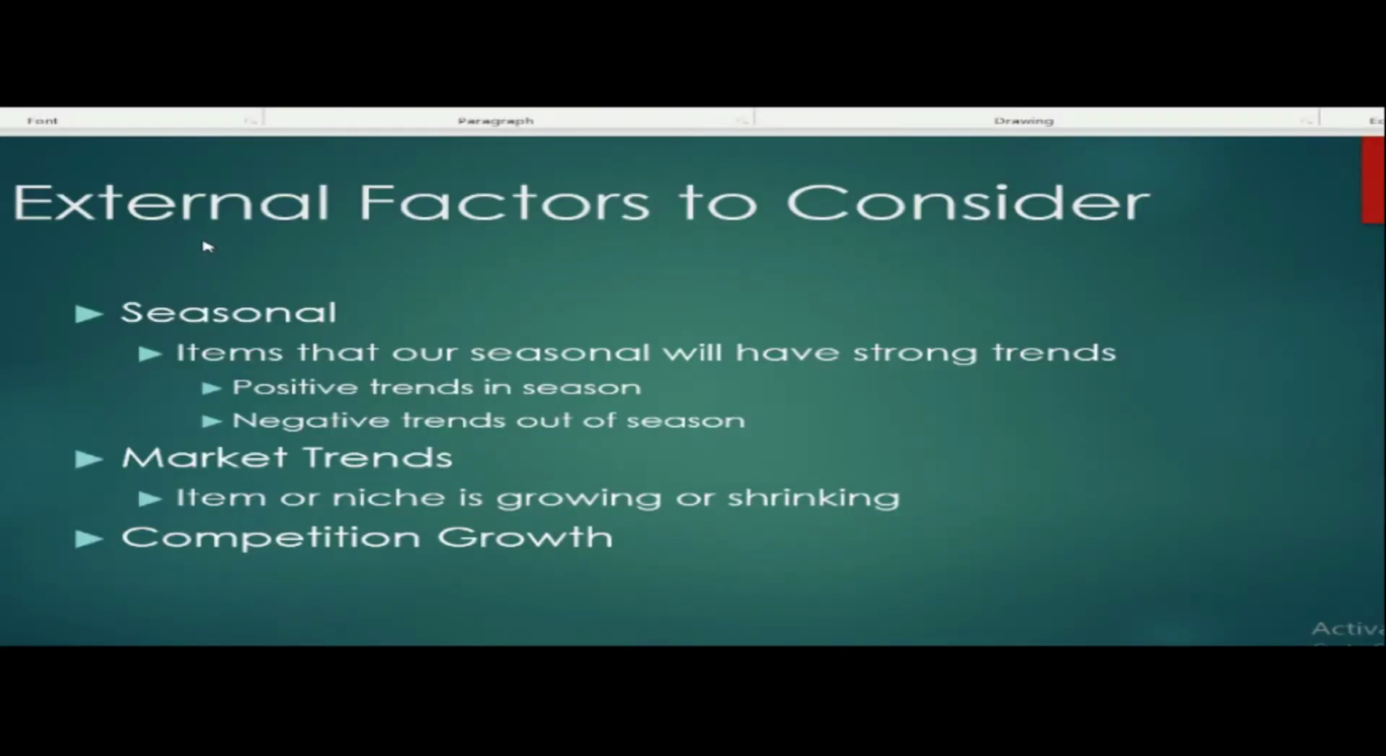Some of those external factors are seasonality. If your item's seasonal, then you'll have strong trends, whether positive or negative, based on whether you're in season or out of season. Another external factor is your market trend. Is your item or your niche growing or shrinking?